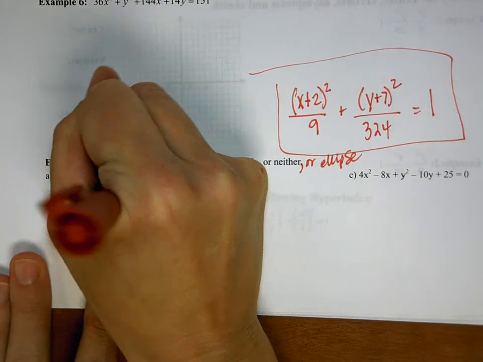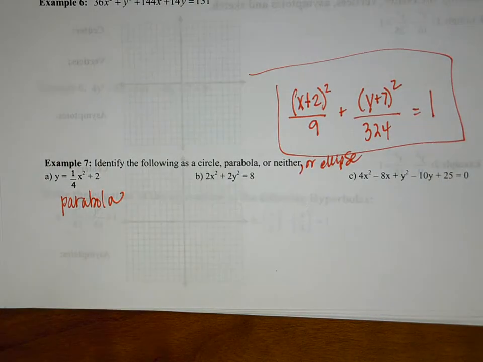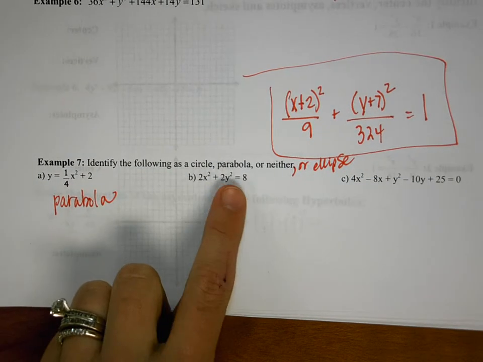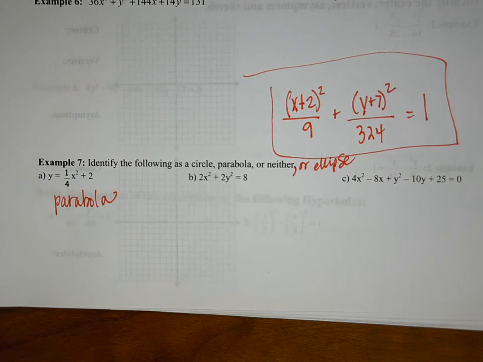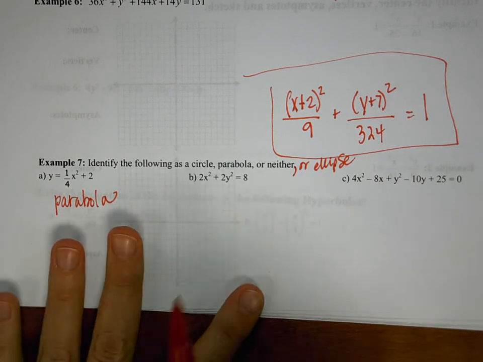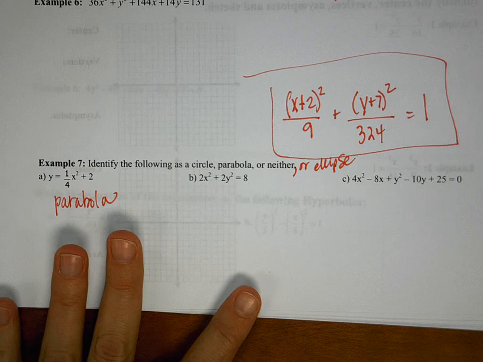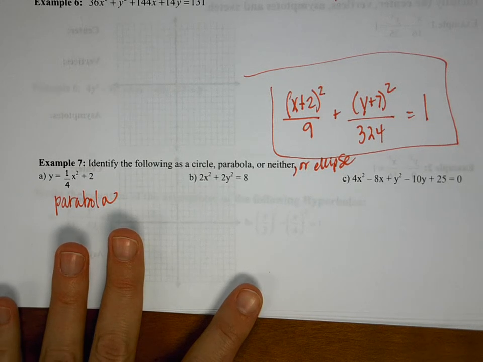What do you think B is? Good, and a key thing for circles is that if the numbers in front are the same, then everything would be the same. Even if I divided everything by 8 here, I'd get 4 on each of the bottoms, and you'd go the same distance on the x and the same distance on the y, and that's a circle, right? You with me? Okay, so this is a circle.